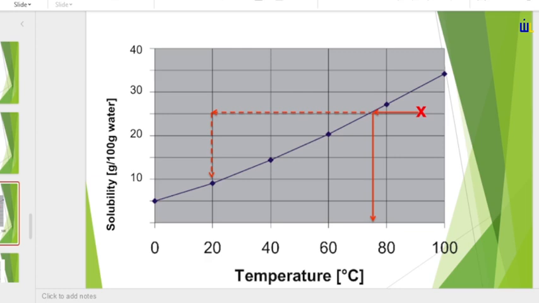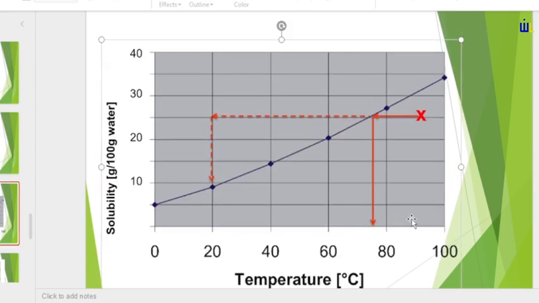So can I ask another question before I continue, or before I leave this? What if I was dealing with 30 gram per 100 gram? So 30 is here. Let's trace together. If we trace, get to the line of the graph, we now bring it down to find the temperature. This is like middle, so it's like 90. You get the point? Yes.